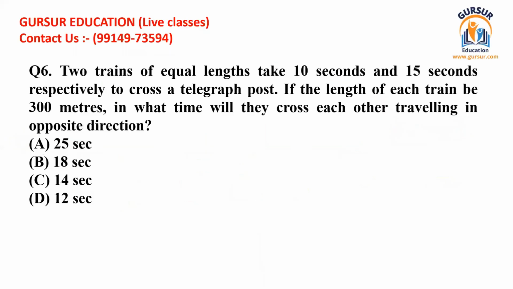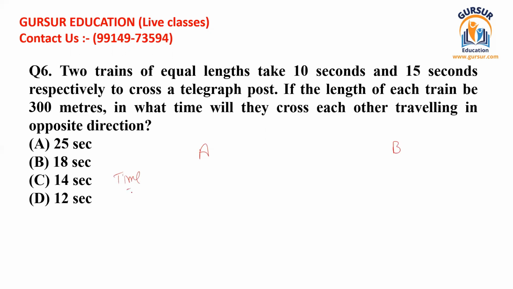The next question is going to be related to some trains. I think this is going to be related to relative speeds. We will see what happens. This is question number 6. It reads: 2 trains of equal length. This is the first thing, they have equal length. And they take 10 seconds and 15 seconds. Time is given, so there are 2 elements. This is train A and this is train B.